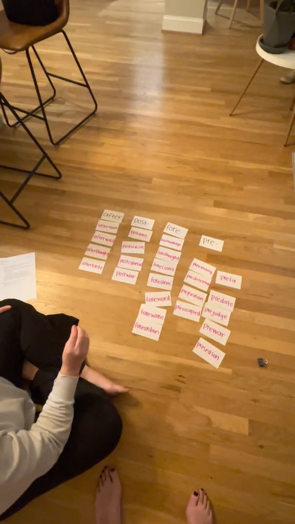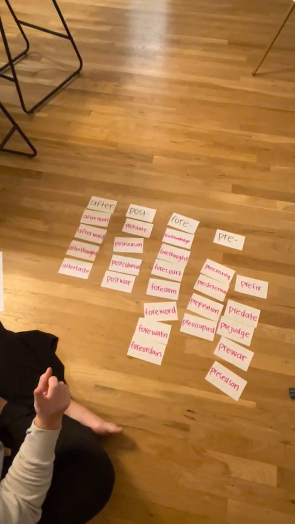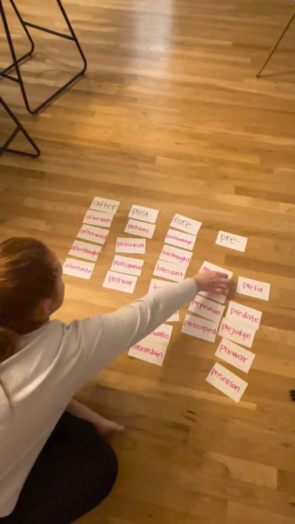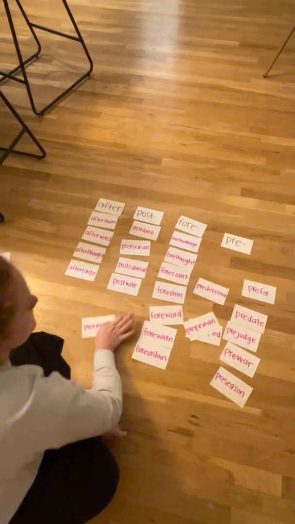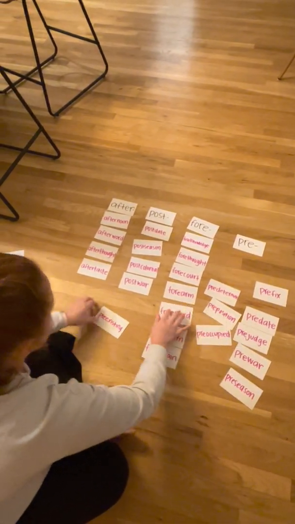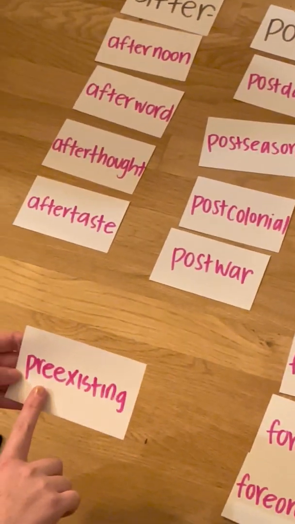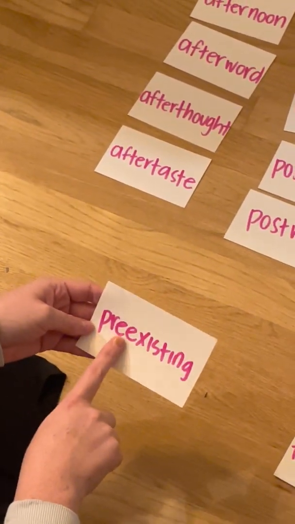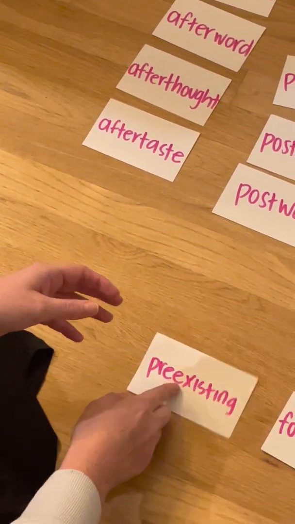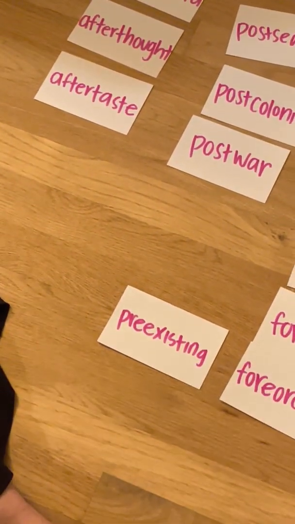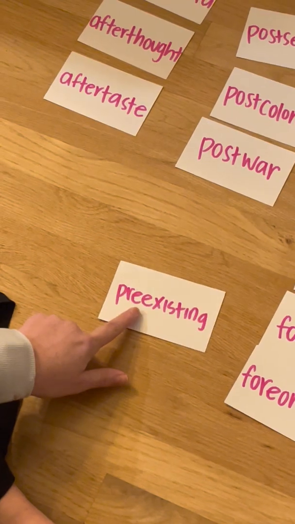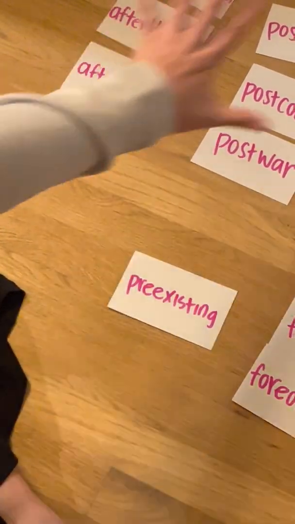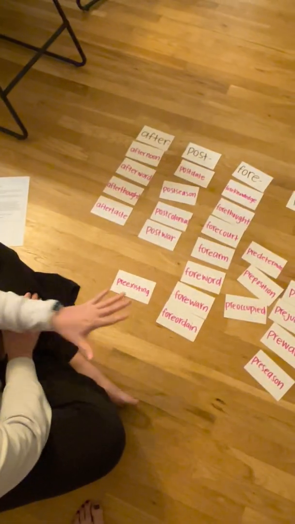So before we finish, I want to just wrap up by looking at one more word. I want to look at pre-existing. Now, this is something very similar to our sort from the last 2 weeks. If you look at pre-existing, you notice pre-existing has two E's. Why does pre-existing have two E's? I'm going to give you a second to think about that.